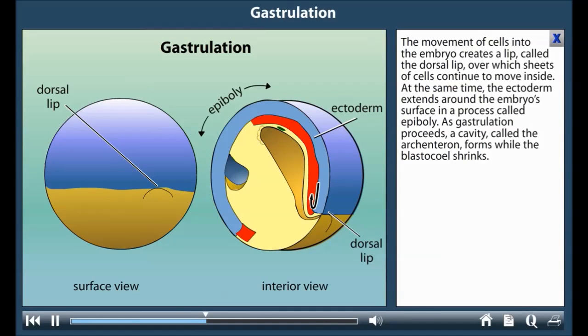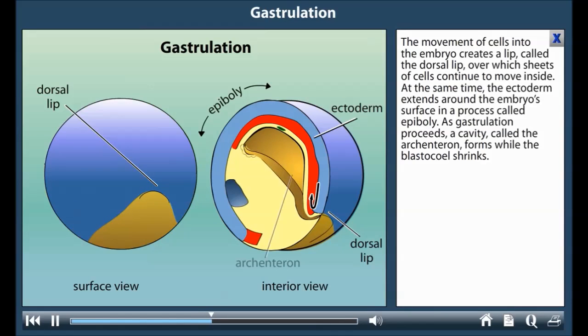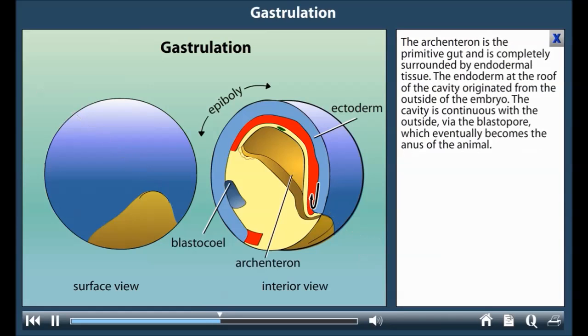As gastrulation proceeds, a cavity, called the archenteron, forms while the blastocele progressively shrinks. The archenteron is the primitive gut and is completely surrounded by endodermal tissue. The cavity is continuous with the outside via the blastopore, which eventually becomes the anus of the animal.